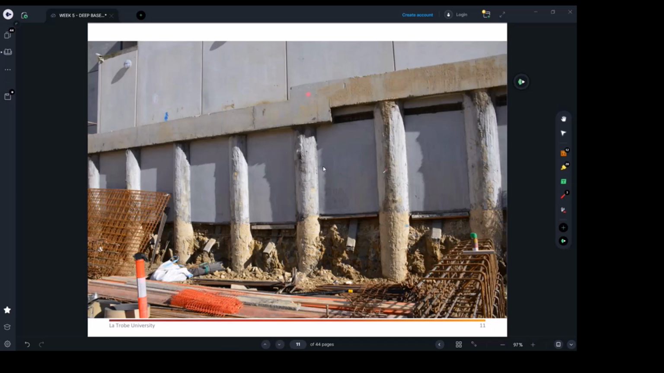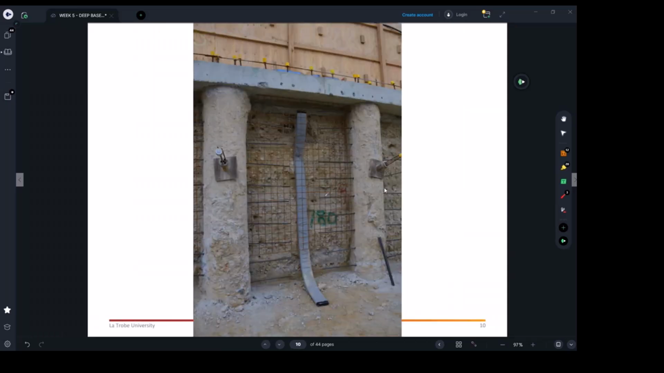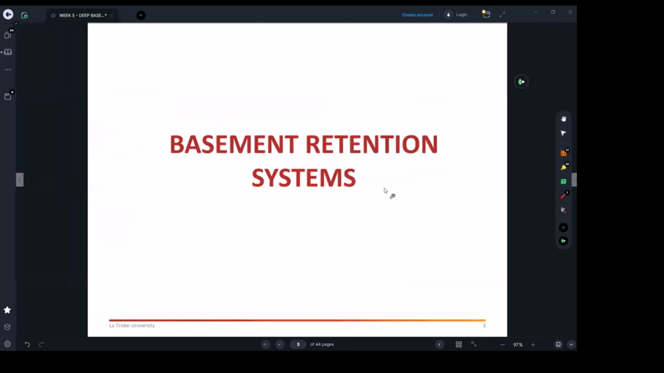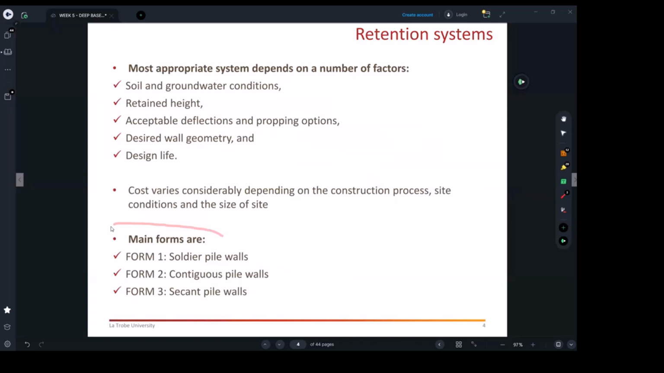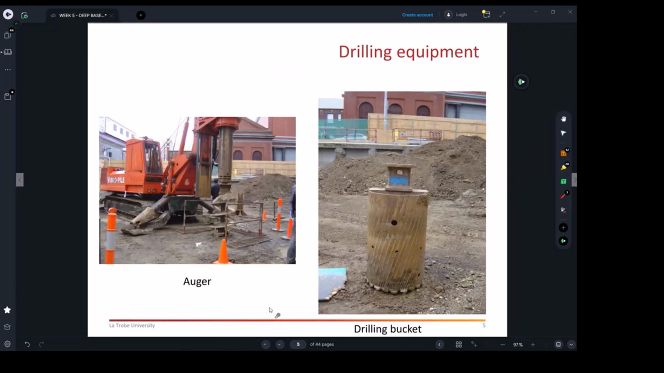And when they are connected to each other, locked to each other, they are called secant. We're going to see those examples, and each type will be discussed over the lectures. So these are the three forms. You should know about them. In terms of how each is built, it is almost the same. They are all built in the same manner, except the one which is integrated with each other. So we'll have a look at each type.